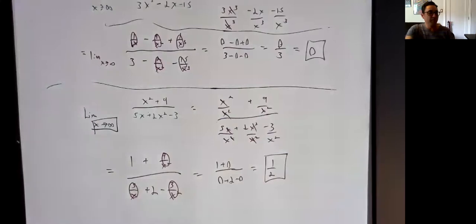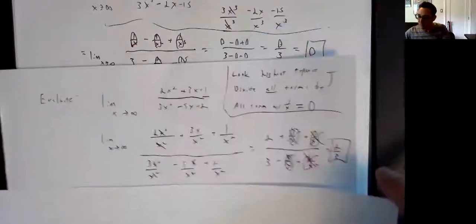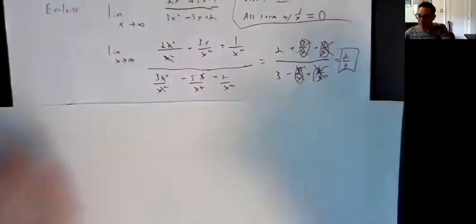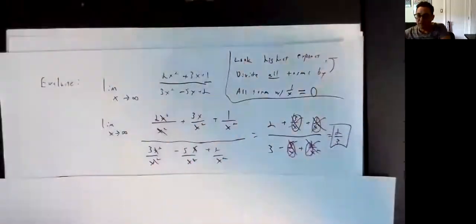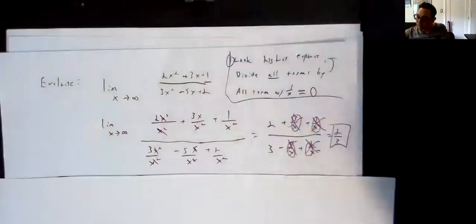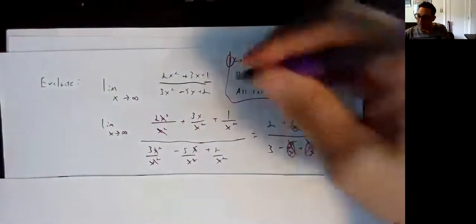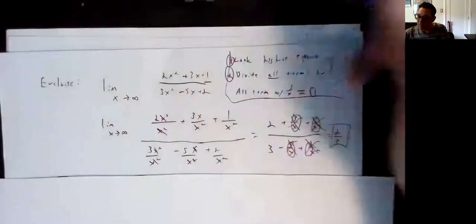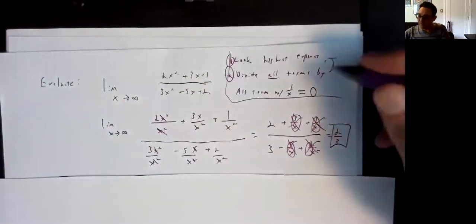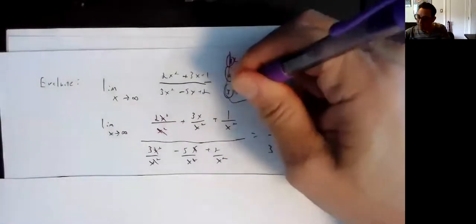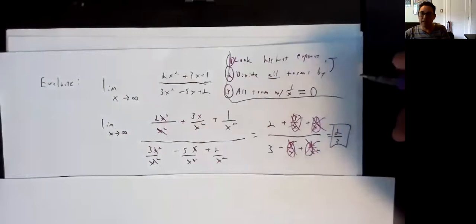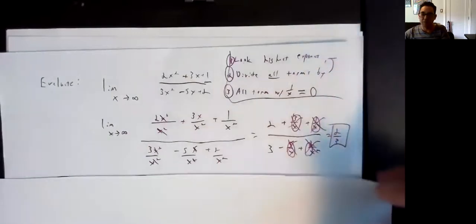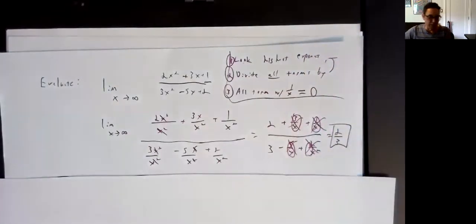So the big thing is to remember this rule right here, which I'll move up a little bit in the box. First, look for the highest exponent. Second step, divide all terms by that highest exponent. And the third step is that all terms with any kind of x in the bottom just become a 0, and you simplify whatever's left.